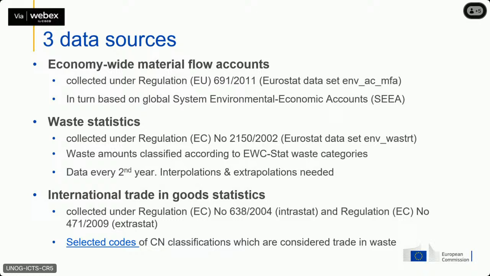Outside the European Union, you may have a different data situation, but it is quite likely that you also have external trade statistics. This exists everywhere in the world. You will have some type of waste statistics, and you may or may not have material flow accounts, but if you don't have them, you can calculate the aggregates that you need from mining statistics or mining information, agriculture information, forestry, etc. So there are ways to work around to produce the data for this indicator.